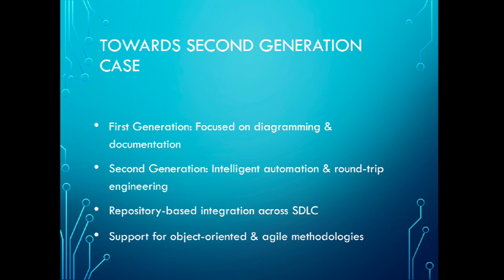Next comes repository-based integration. Unlike older tools that operated in isolation, second-generation CASE tools are built around a shared central repository. This ensures that every part of the project, from requirements to design, code and test cases, is linked and consistent. If a requirement changes, the impact can be automatically traced and managed throughout the entire project.